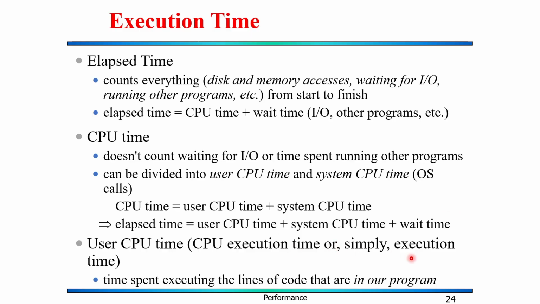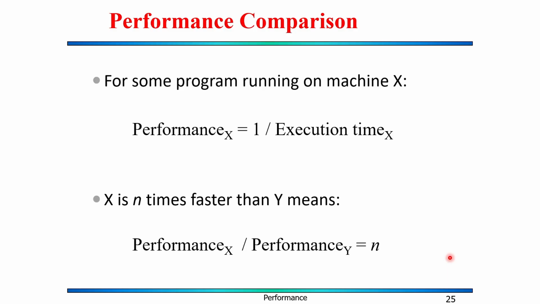When we talk about performance in this course, we are usually interested in the CPU time, also called CPU execution time or simply execution time. This is the time actually spent running our program's instructions. Now we need a way to compare performance between different machines. Performance is defined as the reciprocal of execution time. So performance of machine X equals 1 divided by the execution time on machine X.